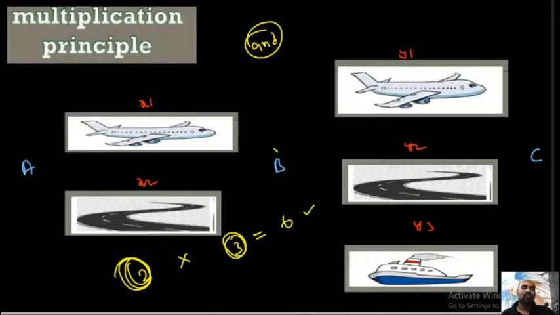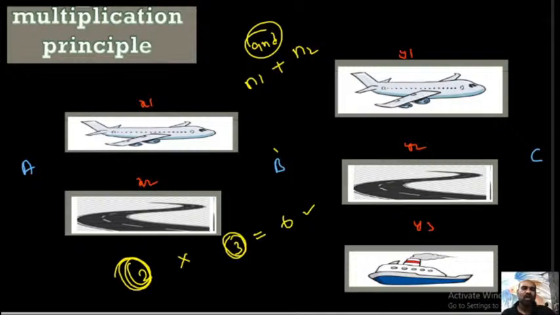What is the important thing? After traveling from A to B, then only you can travel from B to C. Understood? So one operation is dependent upon another operation. If one operation is dependent on another, we need to use the product rule or multiplication rule. If one operation is not dependent on another: first operation can be performed in n1 ways, second operation in n2 ways, then these 2 can successfully be performed in n1 plus n2 ways, like the previous example.